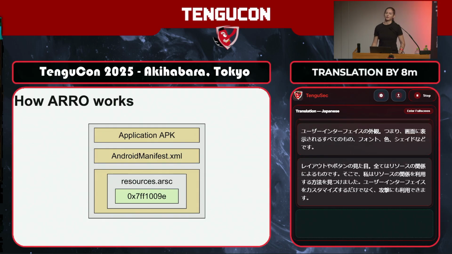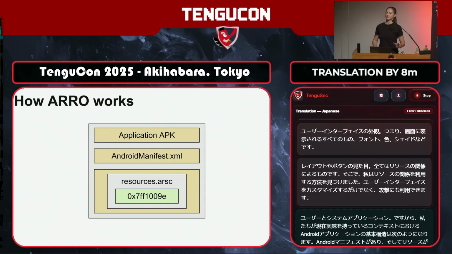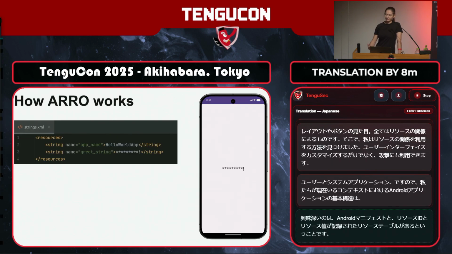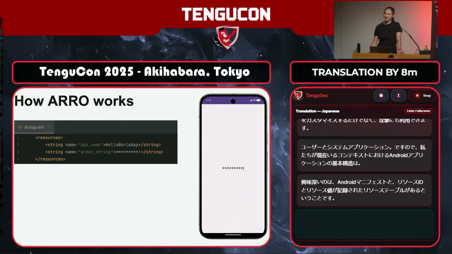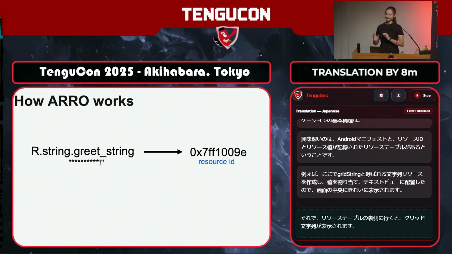The basic structure of an Android application, in the context we are currently interested in, is the following. We have the Android manifest and a resource table, which contains resource IDs and resource values. For example, I created a string resource here called grid string, assigned a value, and placed it in a text view so it shows up nicely in the center of the screen. Under the hood, the resource table shows that the grid string has this value, and it's linked to a specific resource ID.